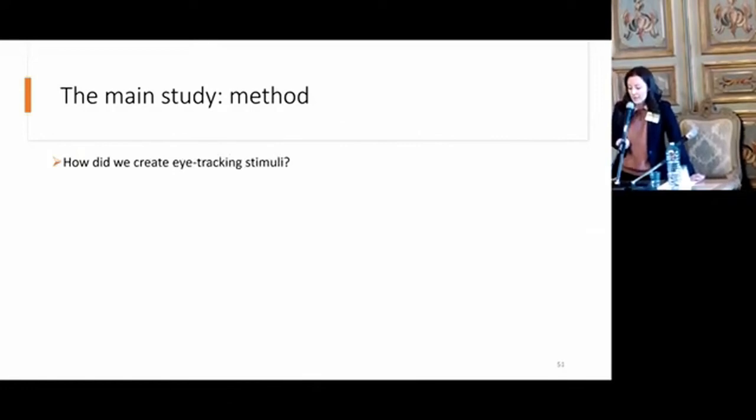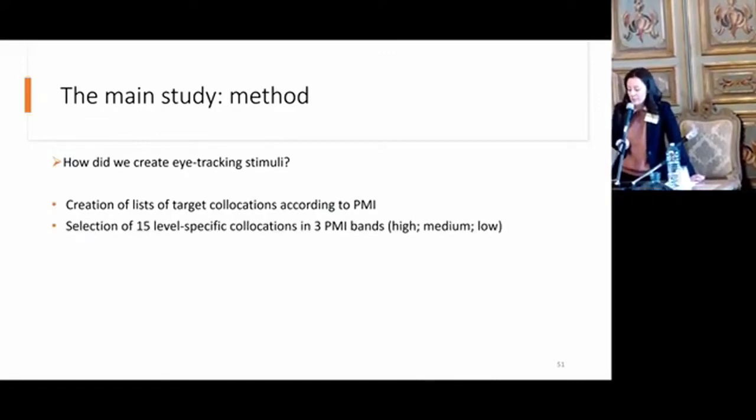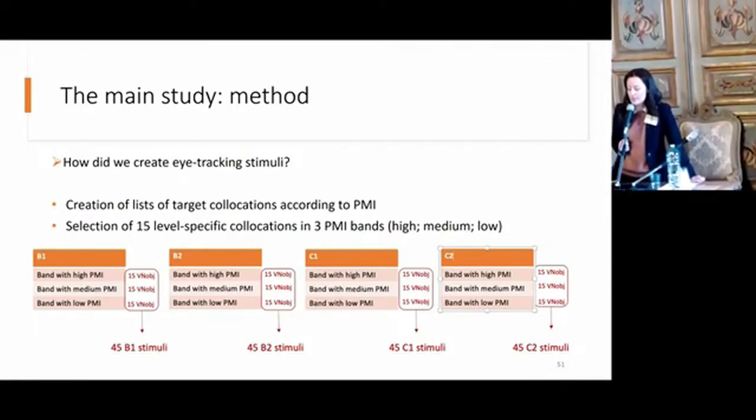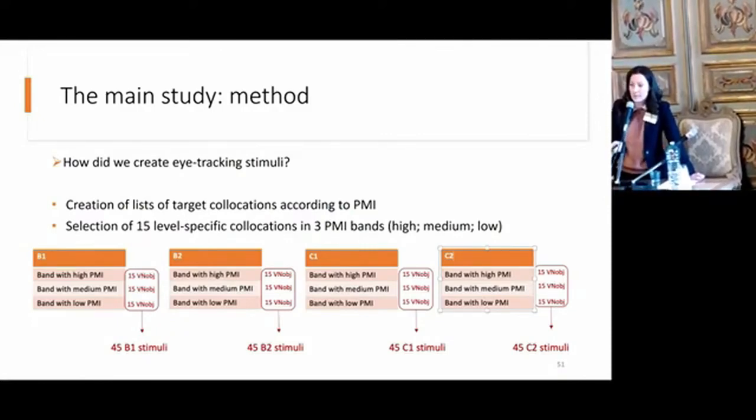How did we create, in this case, the eye-tracking stimuli? So we created lists of target collocations according to PMI. We selected 15 level-specific collocations in 3 different PMI bands. So we identified a high PMI band, a medium one, and a low one. So basically, within each level-specific list, we selected 15 verb-noun object collocations from the high PMI band, 15 from the medium PMI band, and 15 from the low PMI band. So this basically allowed us to have 45 level-specific stimuli for each level.